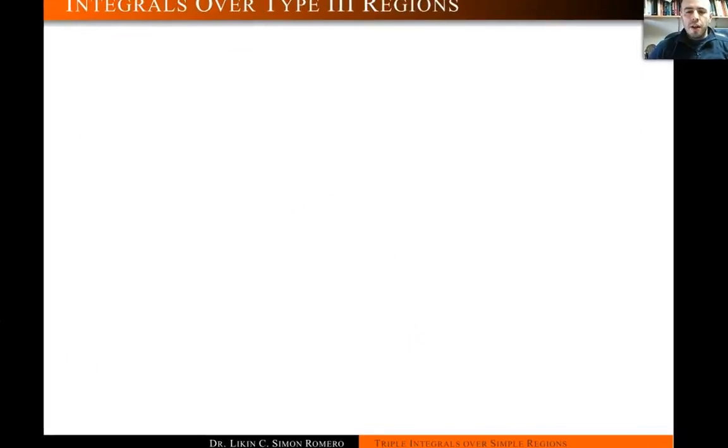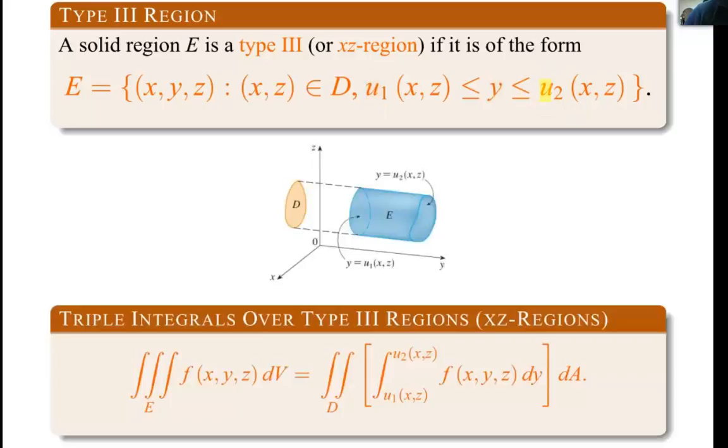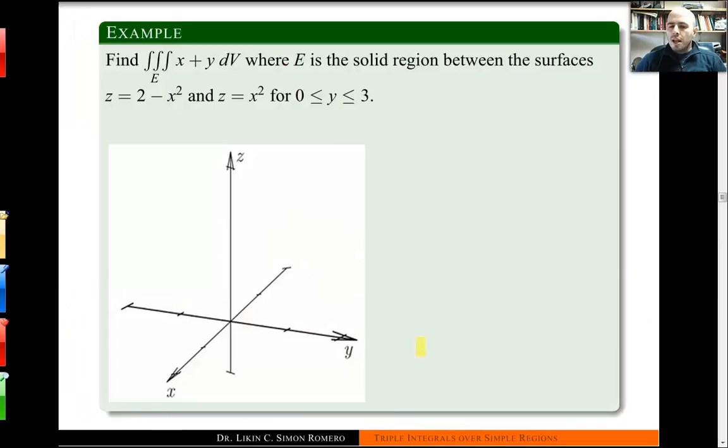We have the type 3 regions that are pretty much the same, but now with y moving between two continuous functions that depend on x and z. That's why they are called xz regions. And again, you just integrate with respect to y, and in the lower part you put the lower function, and in the upper part you put the higher function. Let me give you an example.